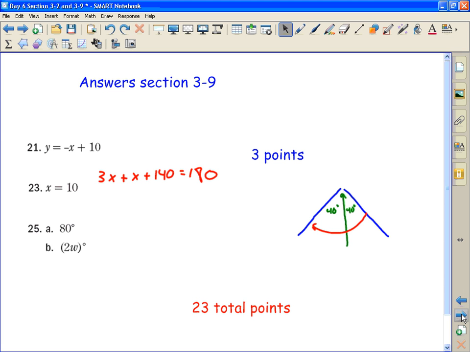Then go ahead, once you've restarted, correct the homework for section 3.9. Once you are finished, 23 total points, put your score, your accuracy score, and your completion score on the top of your paper and hand them in.